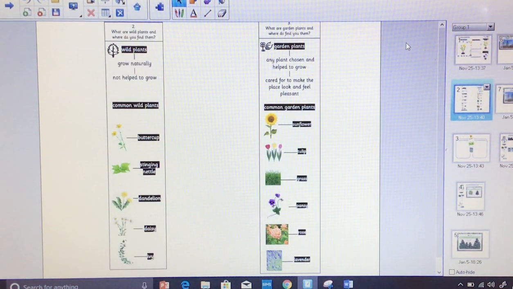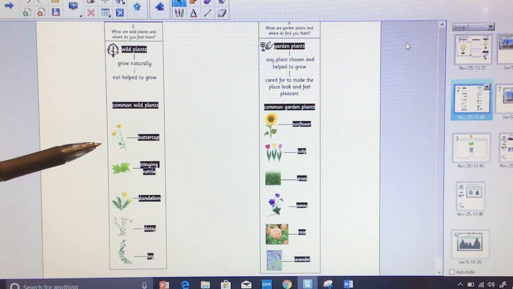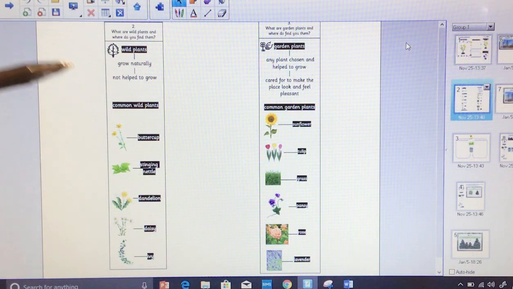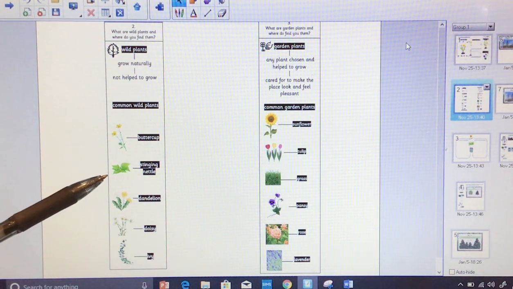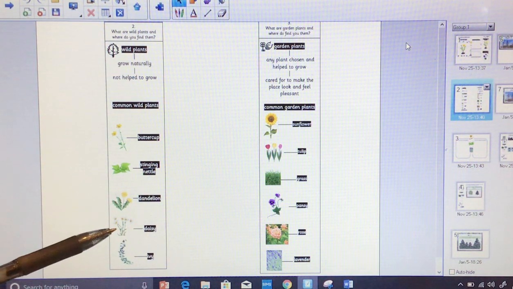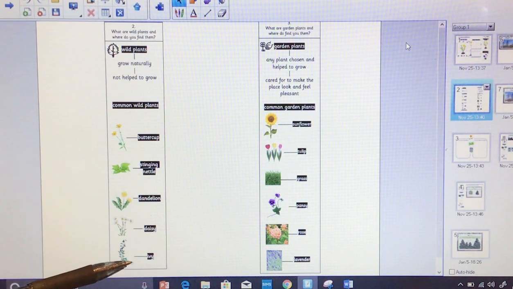After you've done that, you are going to have a look at your knowledge organisers. Now, this knowledge organiser is telling you all about wild plants. Wild plants grow naturally and are not helped to grow. Some examples of common wild plants are buttercups. Sometimes you might see them in the summer. Sometimes people put them under their chins, and if it glows yellow on your chin, they say that you like butter. Stinging nettles, we've all fallen in some of them before, haven't we? A dandelion, a daisy, and ivy.